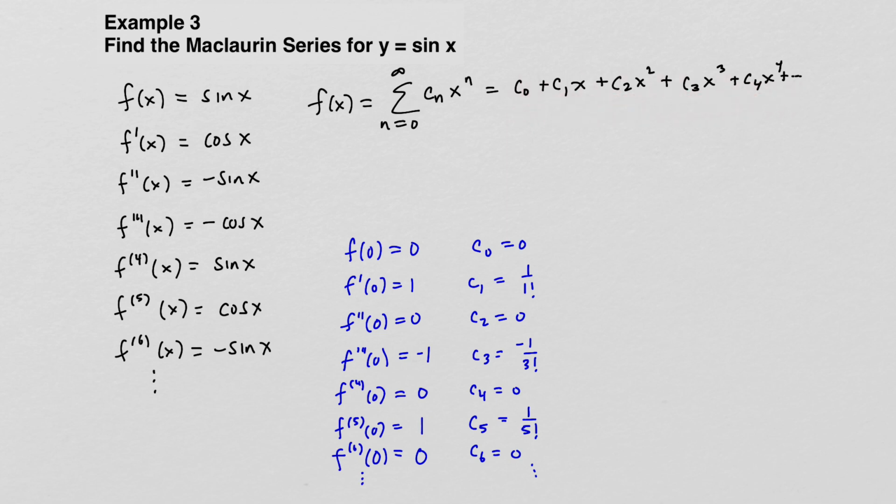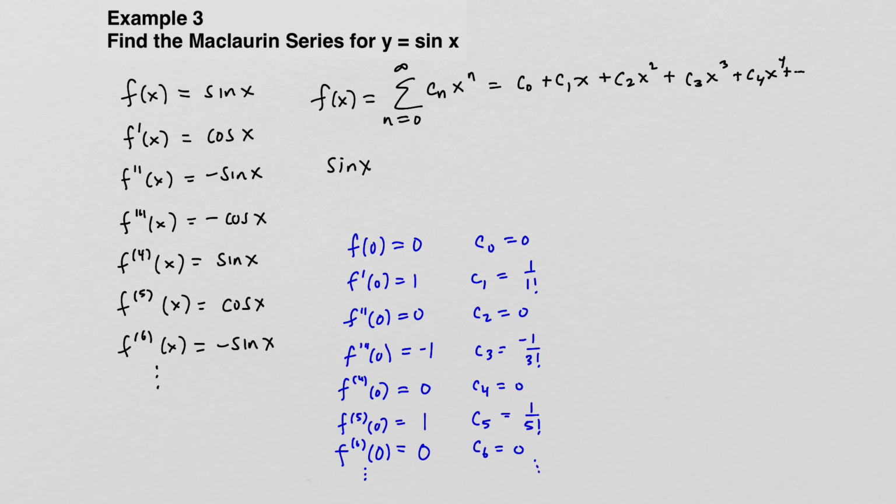So when you plug in these values of C into your Maclaurin series, what you're going to get is the function sine of x is equal to C naught, which is 0, plus C1, which is 1 over 1 factorial times x, plus C2, which is 0, times x squared, which is still 0, plus C3, which is negative 1 over 3 factorial times x cubed, plus 0, plus, next is going to be 1 over 5 factorial x to the 5th, plus 0, plus etc. So what you should notice is that the only thing you have left are the odd powers of x, because all the even powers of x cancel out since all of their constants are equal to 0.